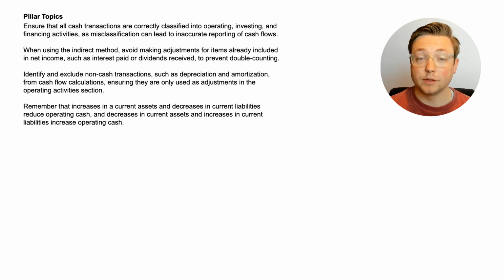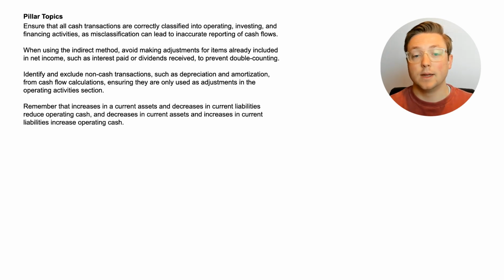All right, here are the pillar topics, and again, it's just kind of a summary of what you might have learned from this. So first, you have to ensure that all cash transactions are correctly classified into operating, investing, and financing activities, as misclassification can lead to inaccurate reporting of cash flows. So that could be a mistake that you have to fix, is things being classified in the incorrect activities. When using the indirect method, you have to avoid making adjustments for items that are already included in net income, such as interest paid or dividends received, because that would be double counting, so you want to avoid that.